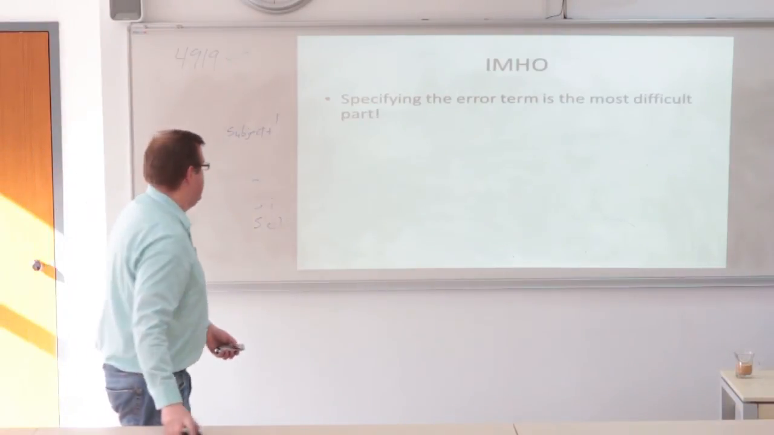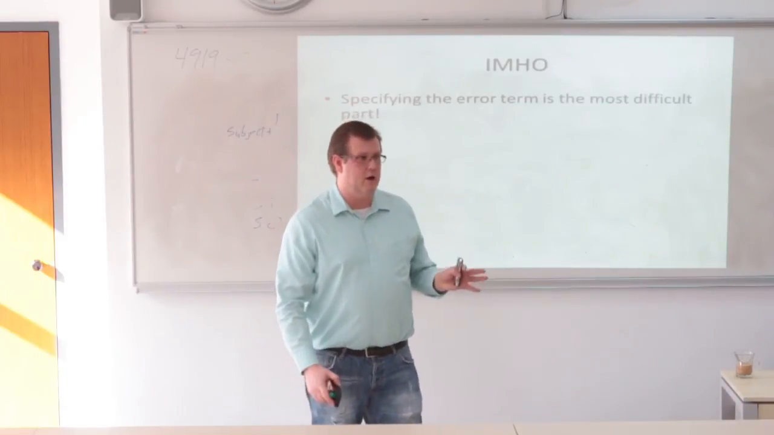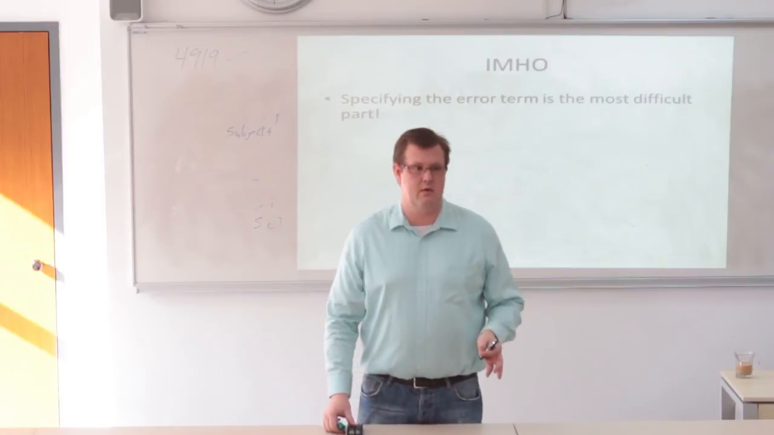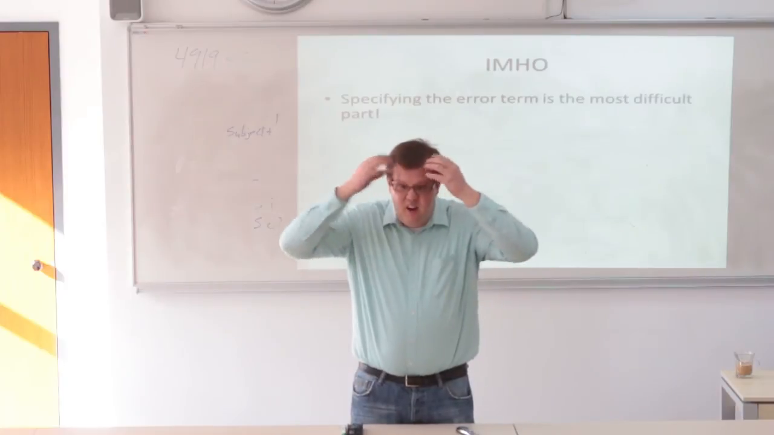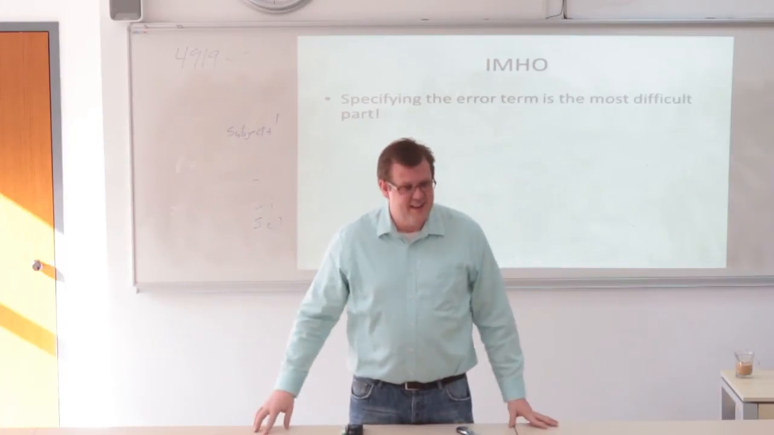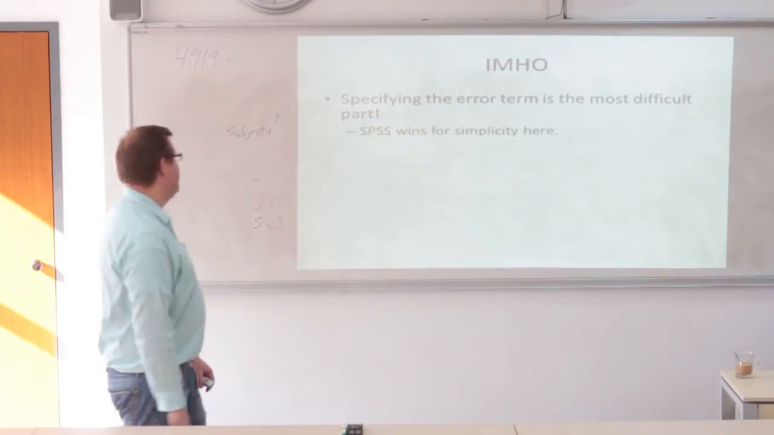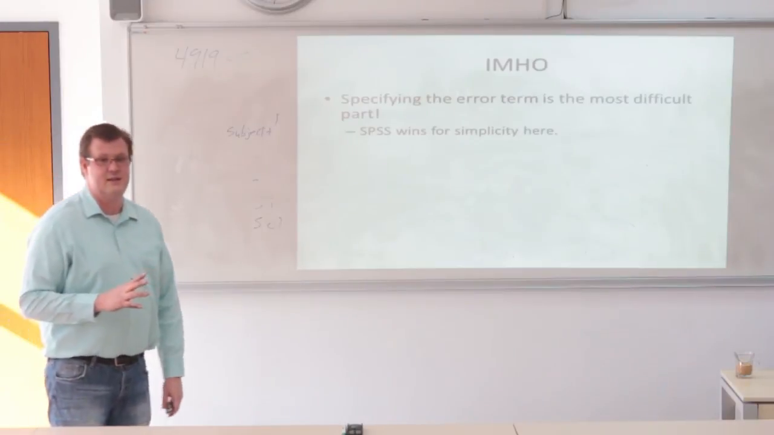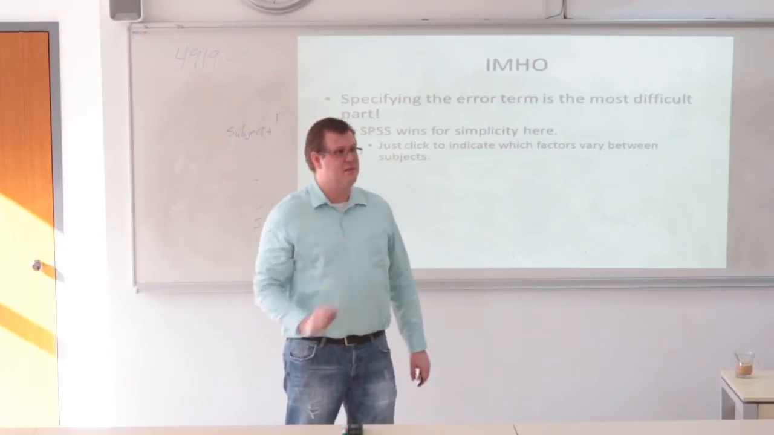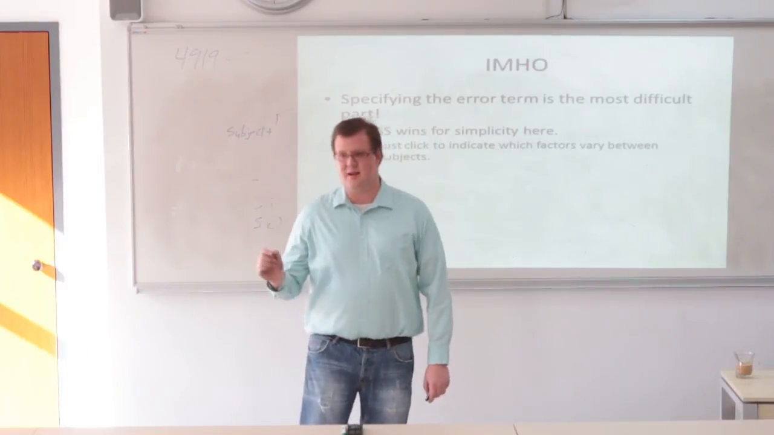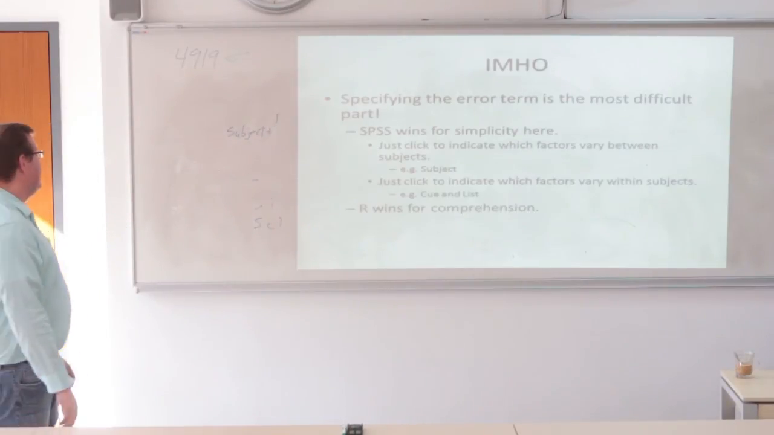In my opinion, specifying the error term is the most difficult part of using R. When I first started using R, I was like, what am I doing? Because I had been using SPSS. And SPSS, man, it wins for simplicity on this one. All you need to do is click. This is our between subject factor. This is our within subject factor. Clean: between, within, between. It's good. It figures everything out for you. R doesn't.